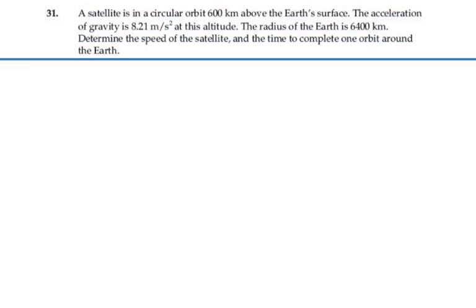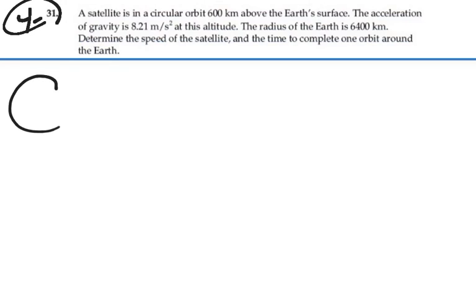Here's problem 431. A satellite's in a circular orbit 600 kilometers above the Earth's surface. The acceleration of gravity is 8.21 meters per second squared at this altitude. The radius of the Earth is 6,400 kilometers. Determine the speed of the satellite and the time to complete one orbit around the Earth.